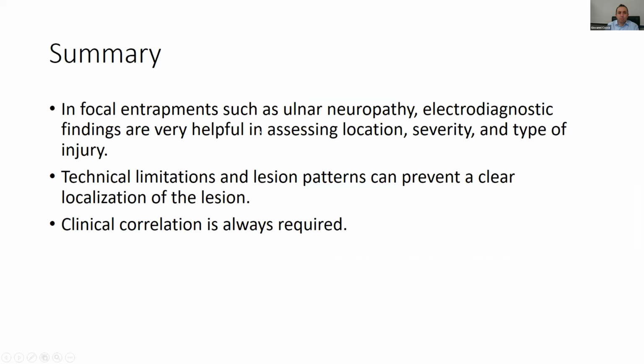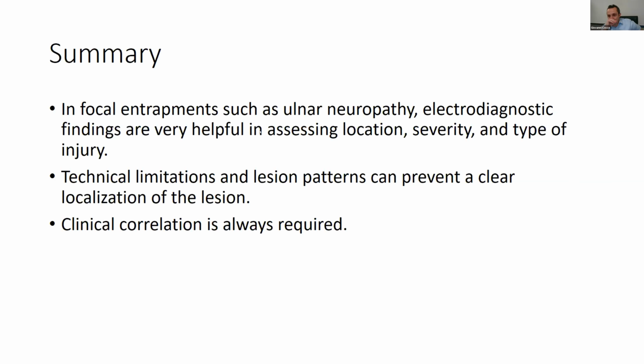So summarizing, in focal entrapment, such as ulnar neuropathy, the nerve conduction study and the EMG are useful for assessing the location, the severity, and the type of injury, typically if it is an axonal or a demyelinating lesion. We need to understand that there could be some technical limitations, and some lesion patterns can sometimes force the neurologist to give a final report of a non-localizing ulnar neuropathy.